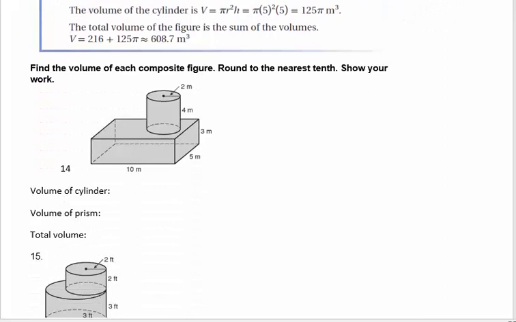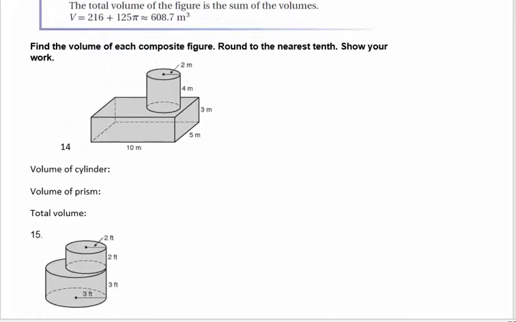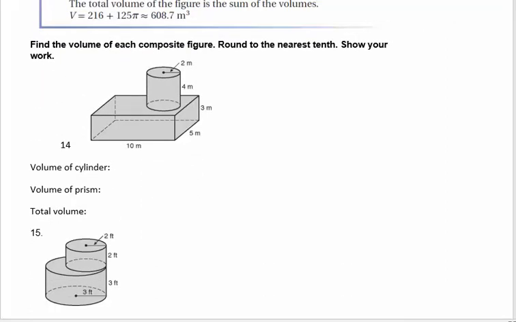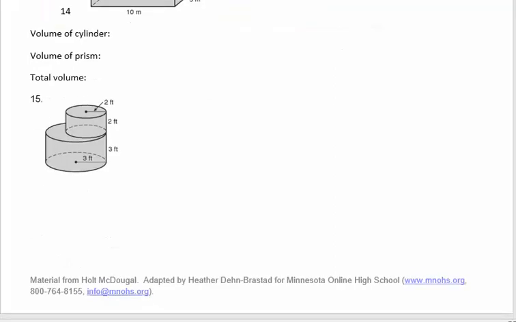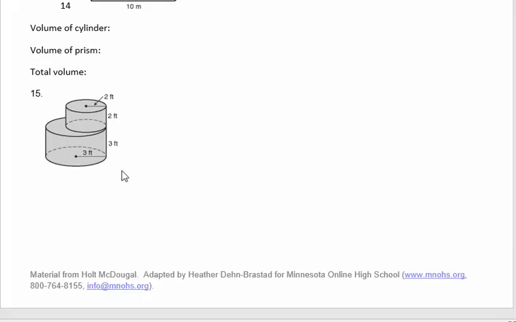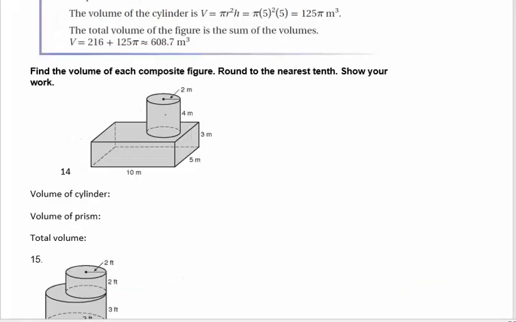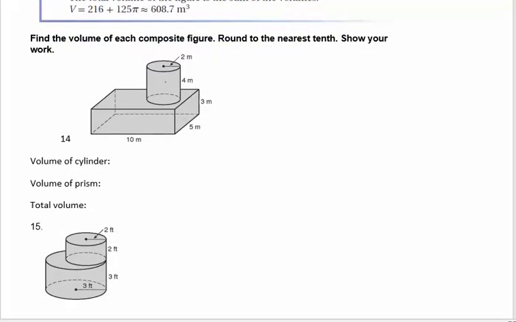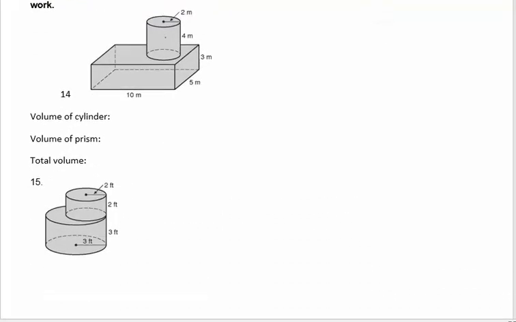The last part of this, number 14 and 15, you're just going to find the composite volume for 2 problems. In number 14, find the volume of the cylinder. Find the volume of the prism. Add them together, and you'll have your total volume. In 15, find the volume of the first cylinder. Find the volume of the second cylinder. Add them together. You'll have your total volume. There's nothing to subtract from these. There's no hiding parts to worry about. You just find the volume of each part and then add them together to get the composite volume.